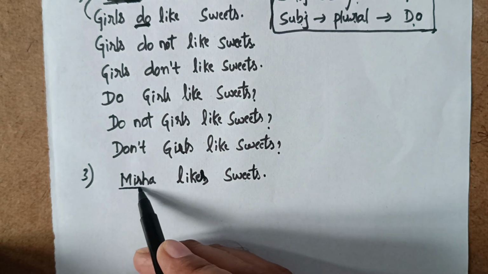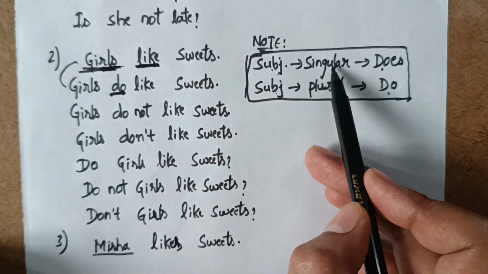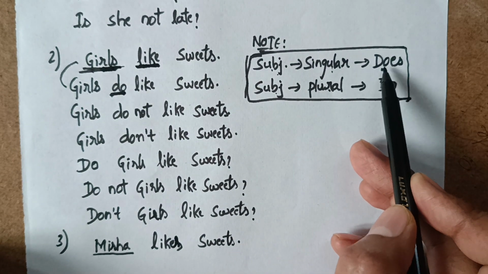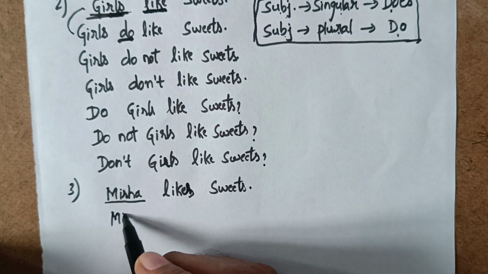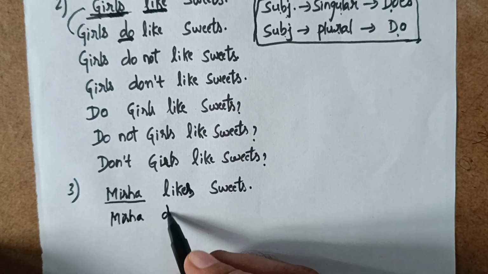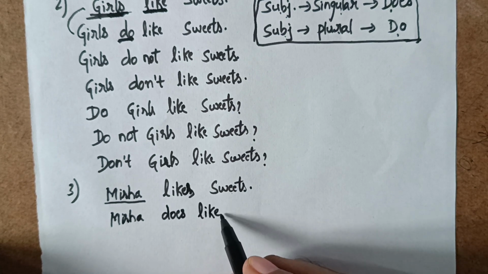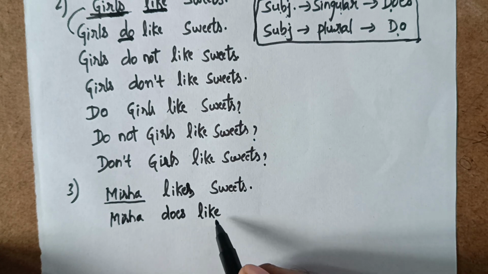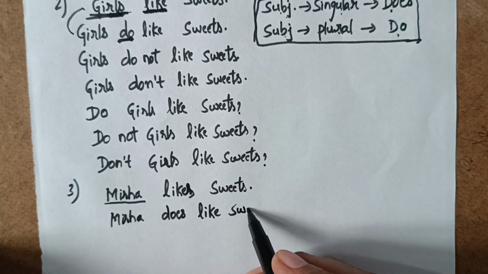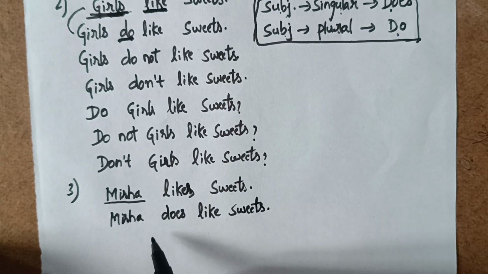Now consider, here subject is singular. If subject is singular, we need to add does. Misha does like. Now don't write likes here, you need to write like. Misha does like sweets.